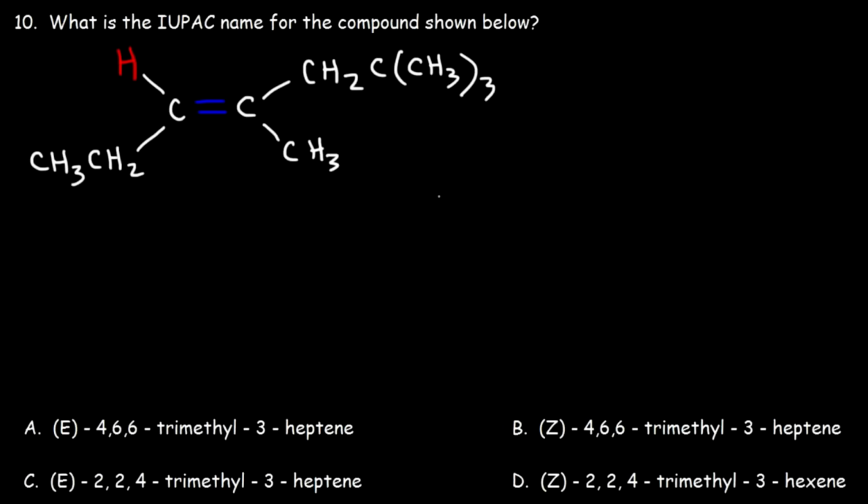So we have a CH3 and a CH2. That's 2 carbons right there once you draw a single line. And then we have a carbon double bonded to another carbon. And then we have a CH3 on the bottom, a CH2 on the top, and then a carbon which is attached to 3 methyl groups. And then let's draw the hydrogen as well. So that's the line structure.